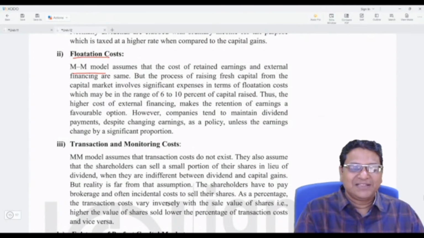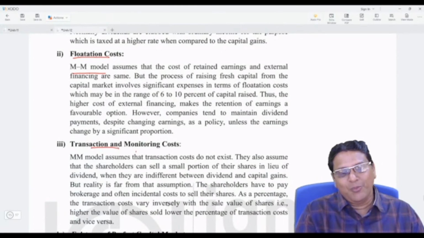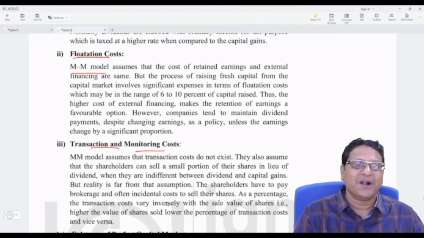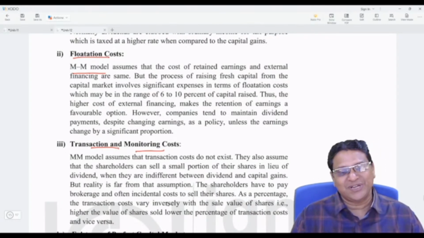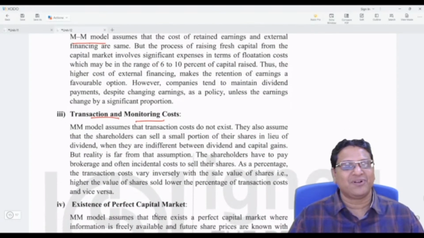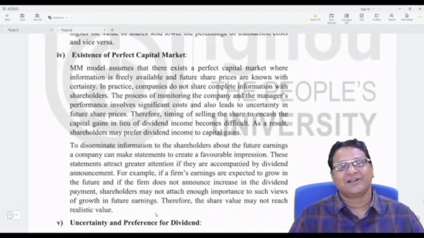The model assumes that there is no transaction cost, though there is monitoring cost. Information is assumed to be freely available, but information has a cost. And each and every share transaction involves transaction cost or issue expenses, brokerage like this. So transaction cost and monitoring cost exist. Therefore, the model does not work.